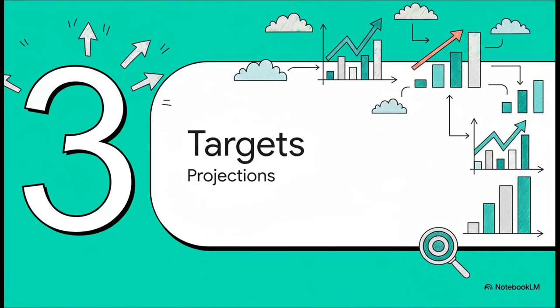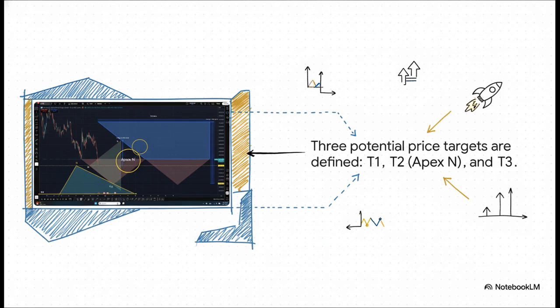All right, with our entry point set and a risk defined, it's time to look ahead at the targets. This final section is going to outline the potential price projections that are calculated by the model. Going back to the chart, we can see these targets laid out visually. The model defines three potential price levels to keep an eye on. First, there's T1, which lines up with the mirror or lower trapezoid line. Then you have T2, which is located at a point called apex N. And finally, there's T3, which is right at the top of the trapezoid.